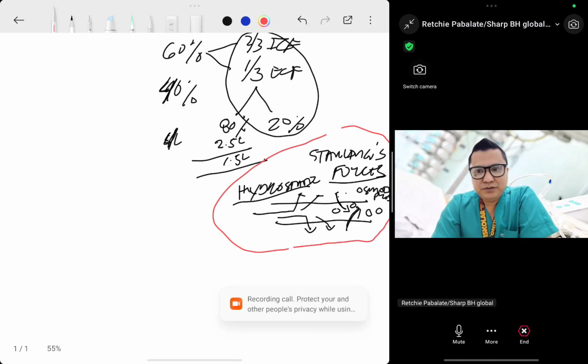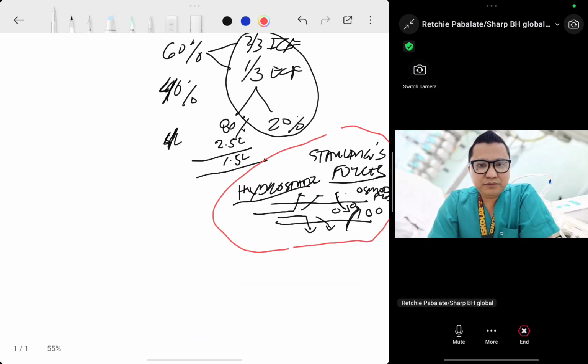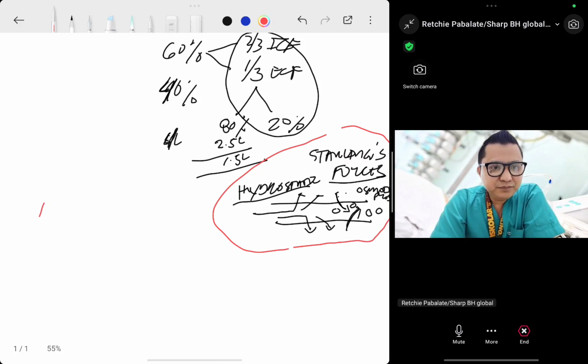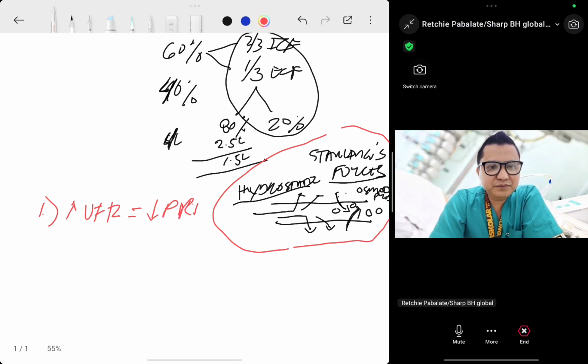So now, why do patients develop hypotension during dialysis? The number one cause of this is an increased ultrafiltration rate compared to the plasma refill rate, PRR. What do you mean by PRR, or the plasma refill rate?